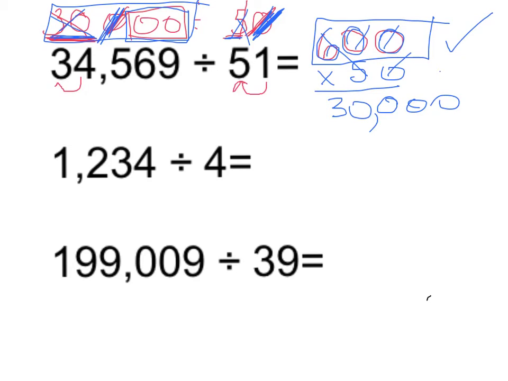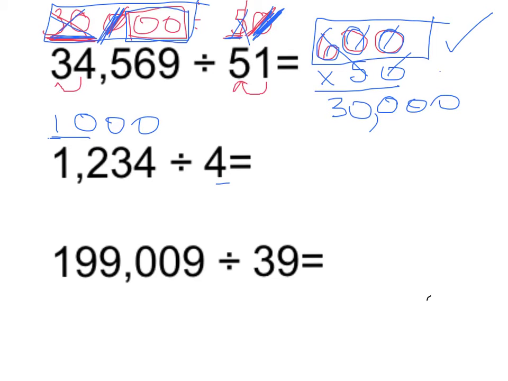Now, let's look at our next one. 1,234 divided by 4. This one, we're going to go ahead and round to see what happens. Remember, you don't round single digits, so I'm not going to round that 4. But I am going to round the 1,234. That 2 would round that 1 to a 1 because it's 4 or less, and everything else becomes a 0. But here's the problem. 1,000 does not equally divide by 4. So rounding here is not going to help me.